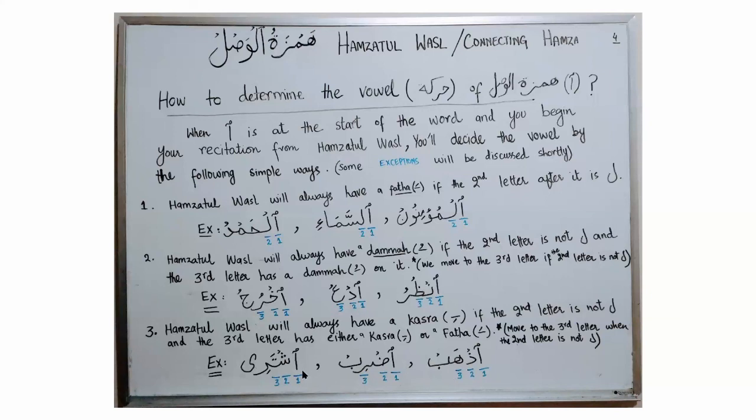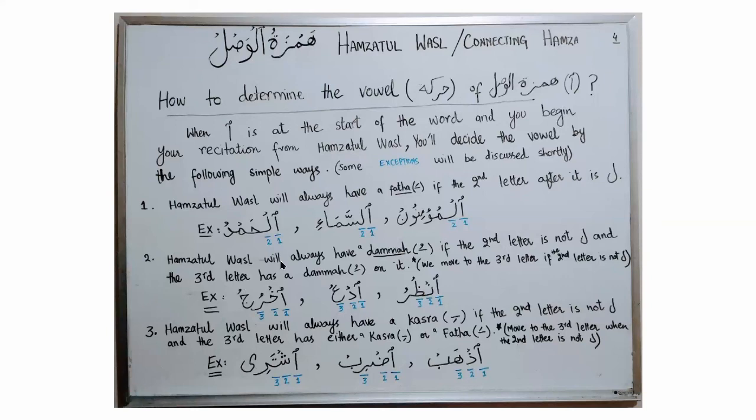In this case as well, Hamzatul Wasl is the first letter, the second letter is Sheen, it's not Lam, so you move on to the third letter. The third letter Ta has a Fatha. So you will always put kasra on Hamzatul Wasl. And there are some exceptions to this as well, and inshallah, we will discuss them soon.